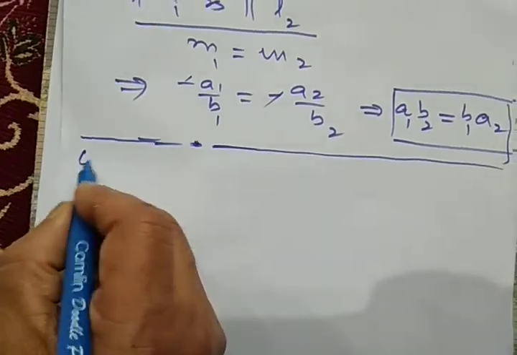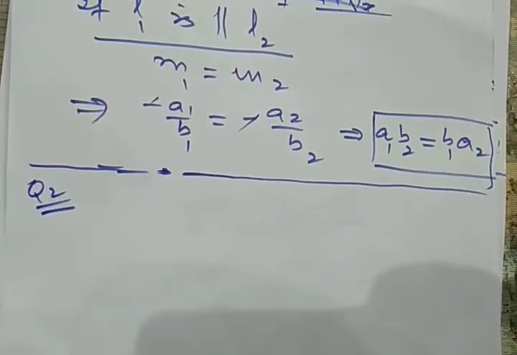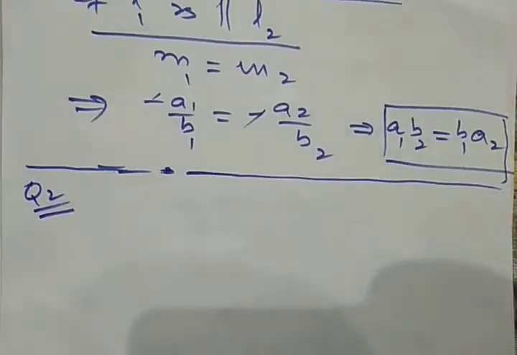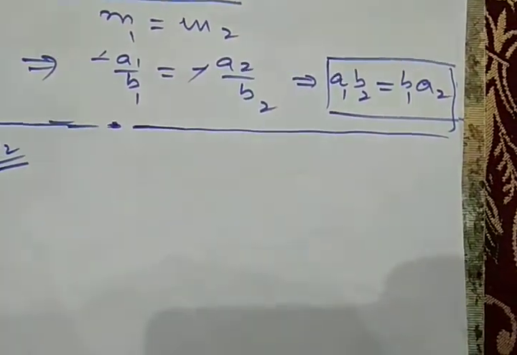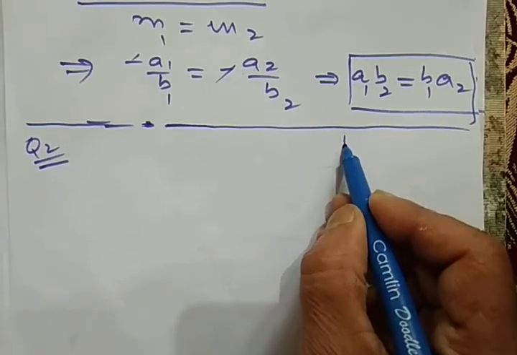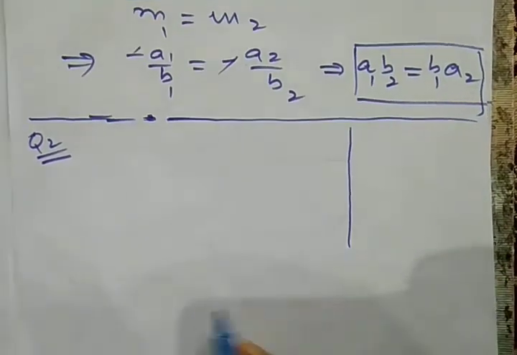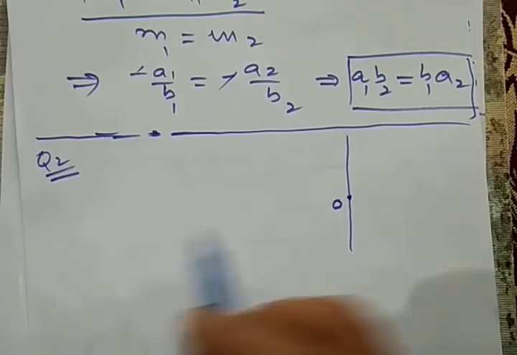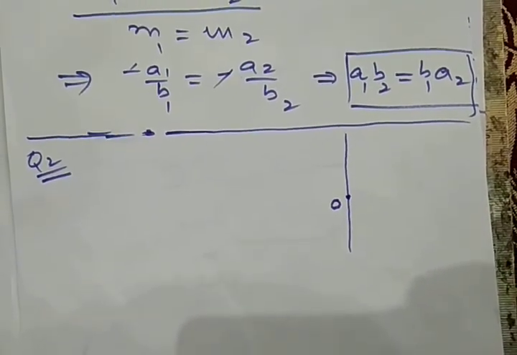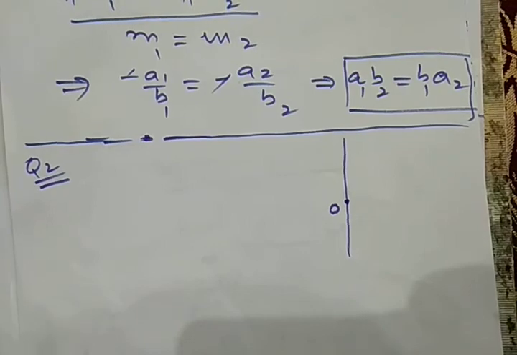Now we come to question number 2. For example, the questioner says here that the base of an equilateral triangle with side 2a lies along the y-axis. So on the y-axis we have a triangle whose base is on it, so let us take its midpoint. This question tells us that the base of the equilateral triangle with side 2a lies along the y-axis.